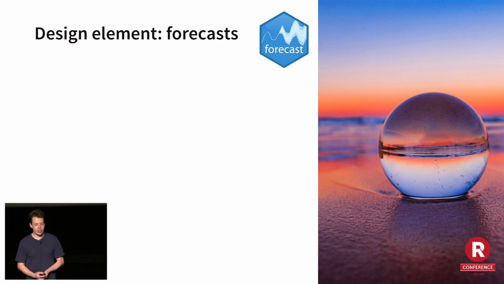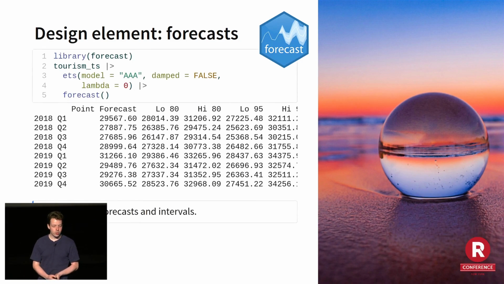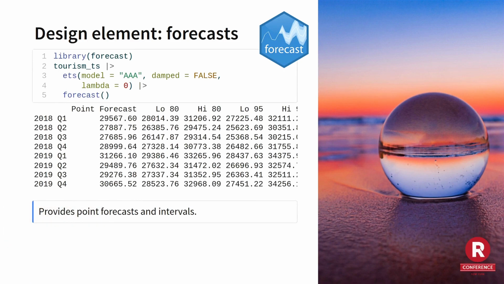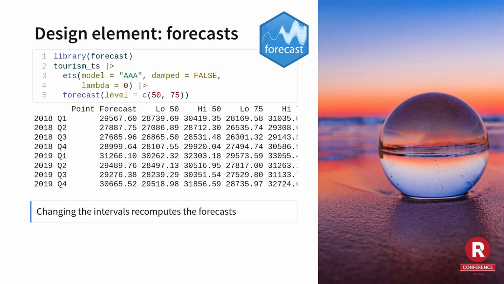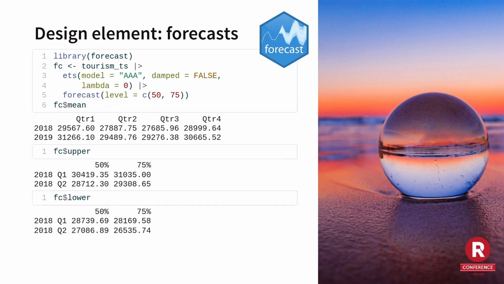The final element that I'd like to consider is forecasts. The forecast package creates this custom forecast class. It looks like a data frame, but it's a list. It's a bit deceiving in that way. And it provides point forecasts and intervals. If you wanted to change the intervals that you get, you need to run the whole forecast again. Not great. To extract the elements from this forecast, you need to know what this internal list structure looks like. So we might extract the mean with $mean, the forecast object means element, the upper bounds in a matrix and the lower bounds in a matrix.